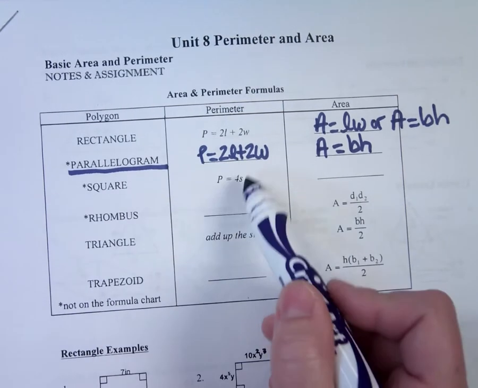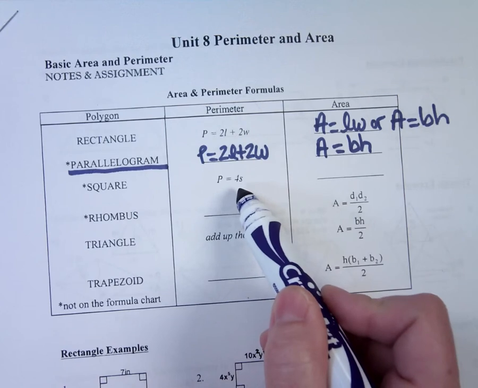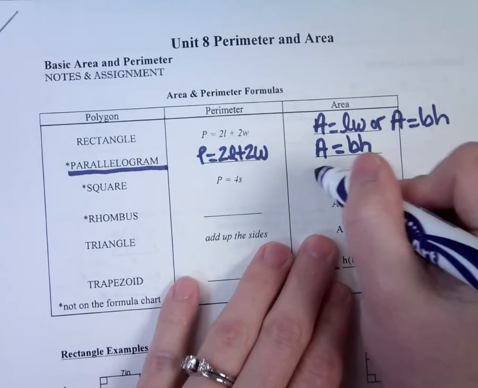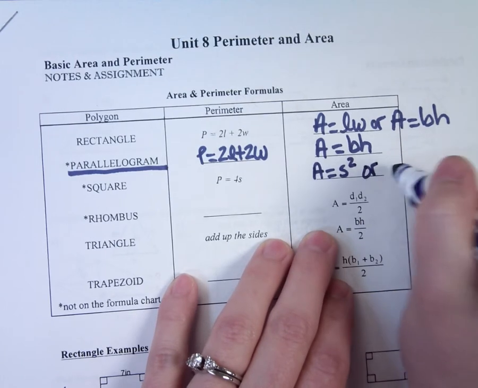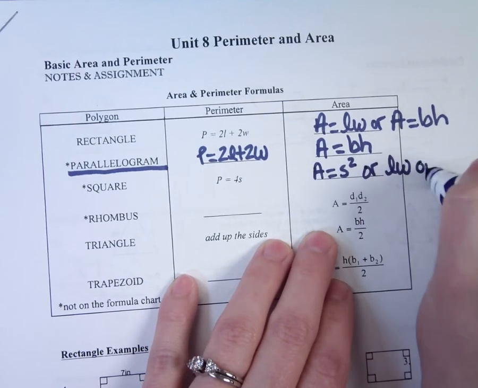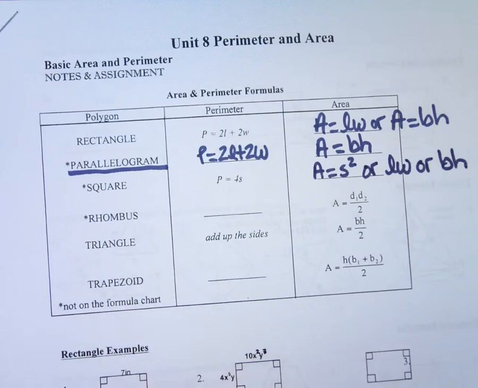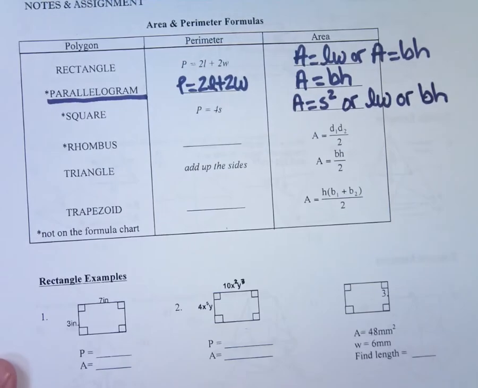Okay, the square, once again, you could just add up all the sides, or you could just take 4 times the length of a side. And for area, you could either take the length of a side and square it, or you could do length times width, or you could do base times height. It really doesn't matter to me when you're working with the square which one you use. Whatever you like the best.